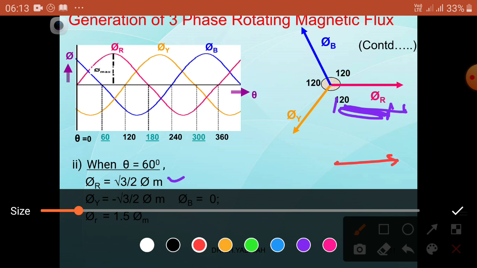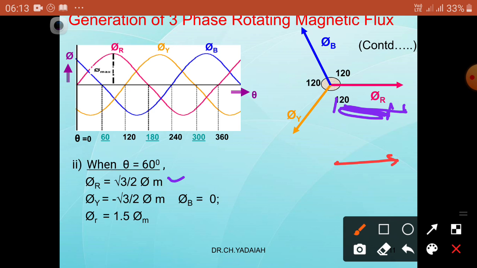Now coming to this one, the y phase. Y phase is equal to same. This is the y phase, this direction. Now, but what is the value? Magnitude is root 3 by 2, but the angle is minus. We take the opposite of this one. We take it this direction. So you write it, and you take another color.